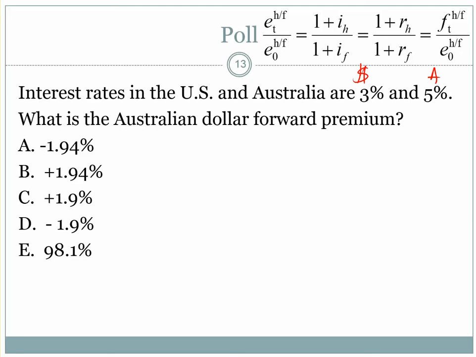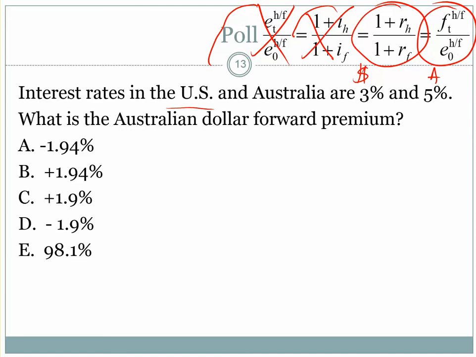Well, I'm going to use my parity conditions up top. It's talking about interest rates, so it's going to use these. And it's asked about the forward premium of the Australian dollar, so these are the only two terms I'm going to use. So let me write that. Forward price over the current spot equals 1 plus R over 1 plus R.